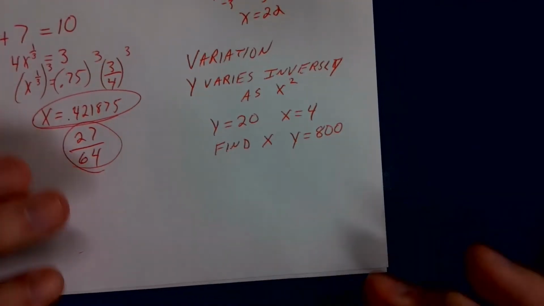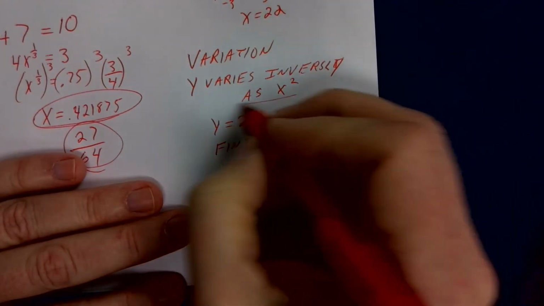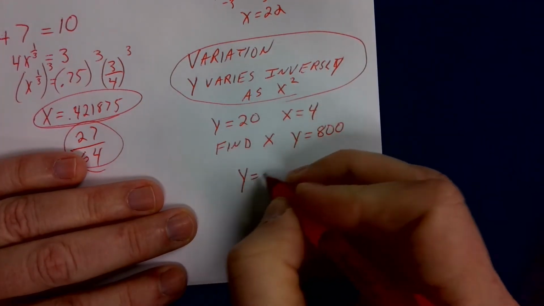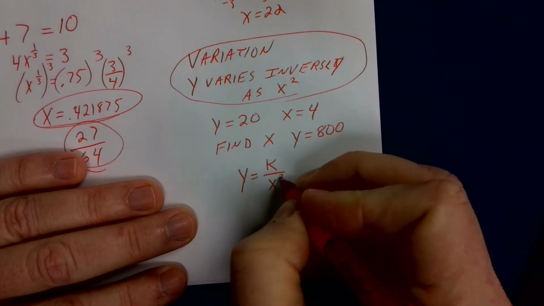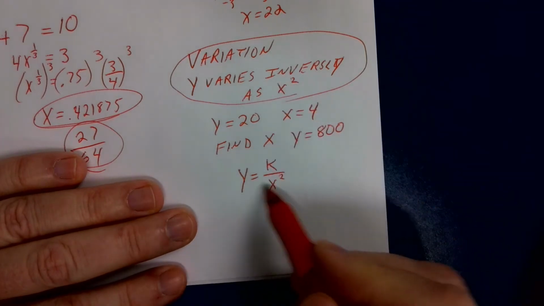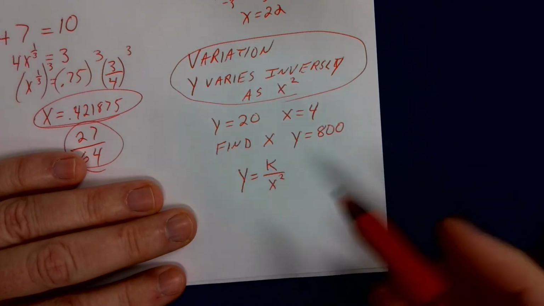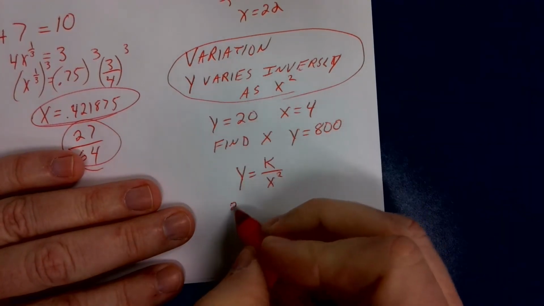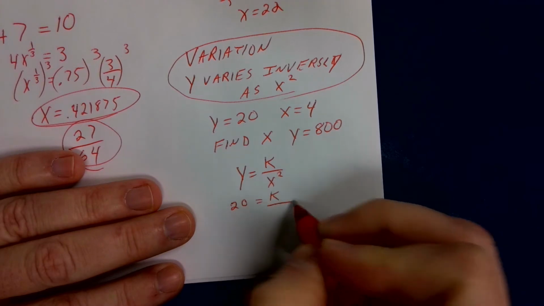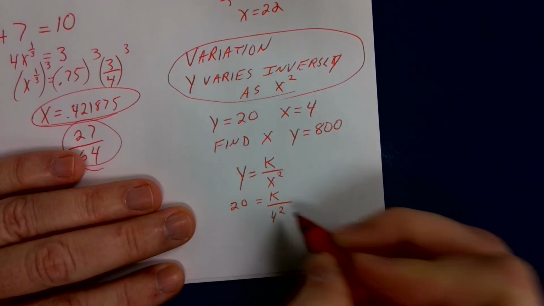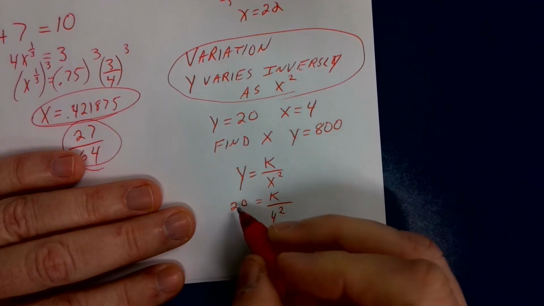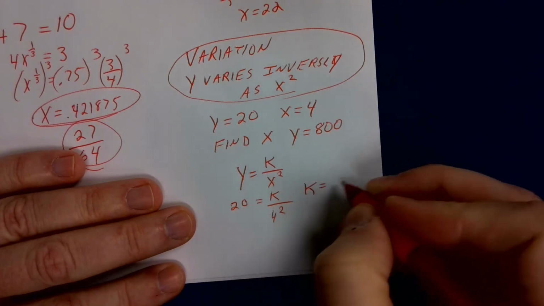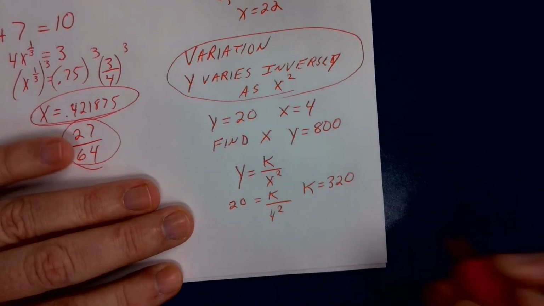So what I have to do first is I have to be able to realize what this thing's saying. So y varies inversely as x squared means I have to write y equals k over x squared. Inversely means that they work opposing. So as one goes up, one goes down. I then take my information, my 20 here, equals k over 4 squared. That's 16. 16 times 20 is 320. So my k equals 320.